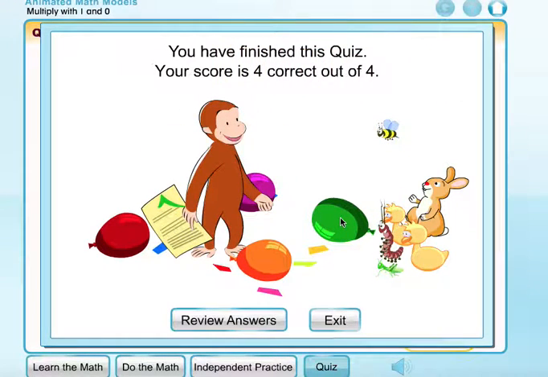Remember, guys, the zero property says anything times zero is zero. It could be 4 trillion times zero. The product is still zero. Identity property says any factor times 1 is always the other factor. So if you have 1 million times 1, well, the product's going to be 1 million because that's the other factor.